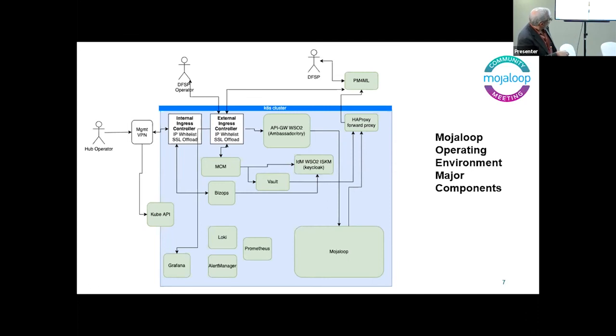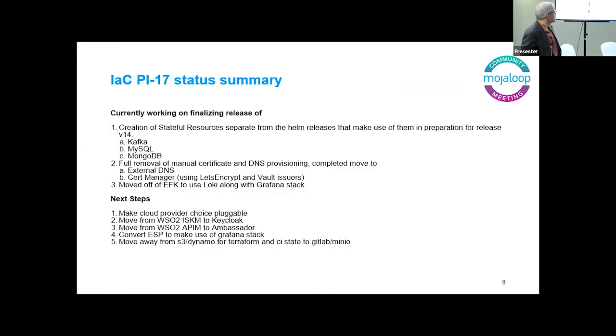And also I'll point out that the hub operator is able to access the Kube API, as well as Grafana for looking at metrics and using Loki for logs. So that's a brief description of the different components that make up the solution. And I tried to show how the cloud provider agnostic components differ from, or are separated from, the cloud provider specific components of the IAC.